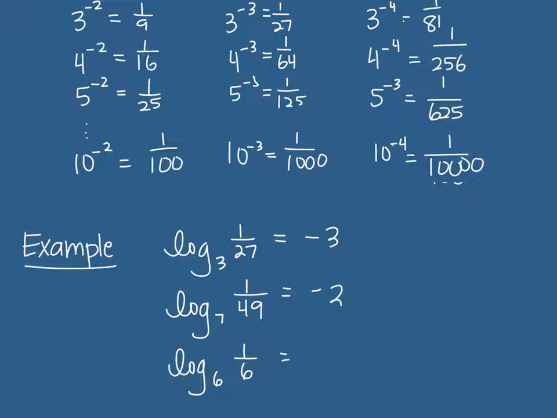How about this last one? Ooh, -1. Good. The 1 means the number doesn't change. 6 stays 6. The negative makes it a fraction.